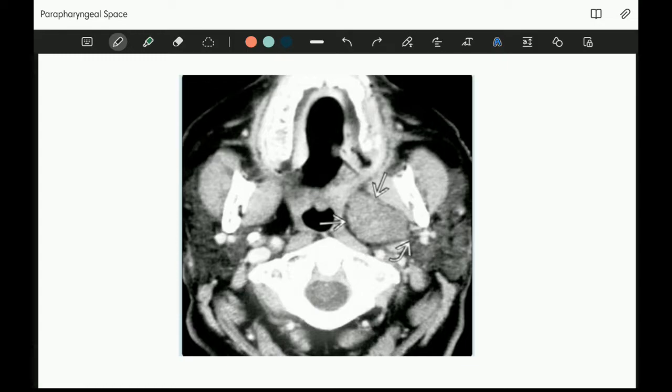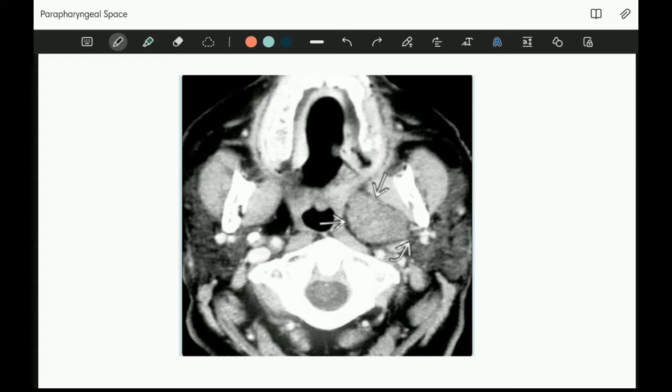If it is solid, it is mainly a benign mixed tumor. If it is cystic, then it can be a second branchial cleft cyst. So you should just remember these two names, the pleomorphic adenoma of the parapharyngeal space or the second branchial cleft cyst. As seen in this actual CECT, a well-defined, slightly lobulated mass within the left parapharyngeal space.